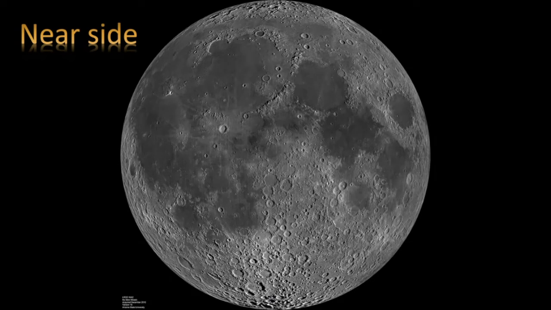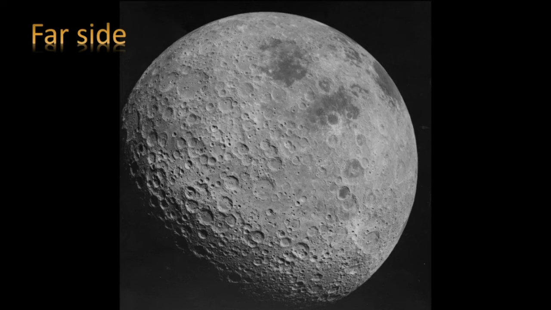Near the end of the assignment, you did have to find a picture of the near side of the moon. That's the side that is always facing Earth. Again, sometimes it's illuminated, sometimes it's not. And a picture of the far side, the side that we've never seen from Earth. This obviously was taken from space.